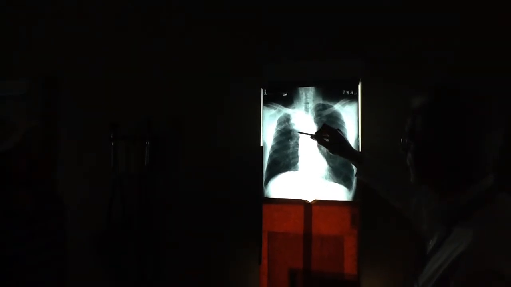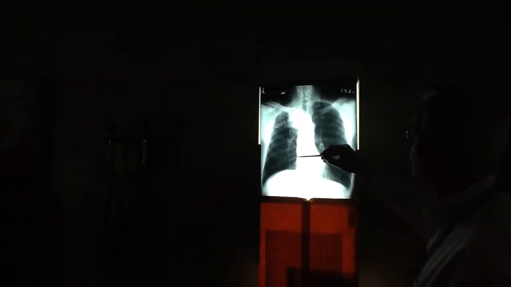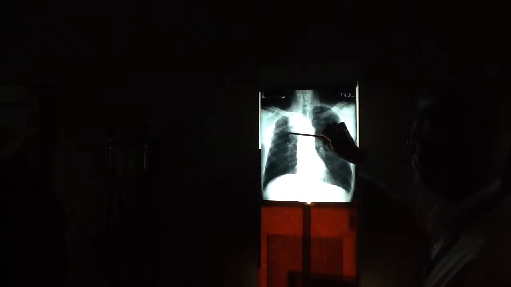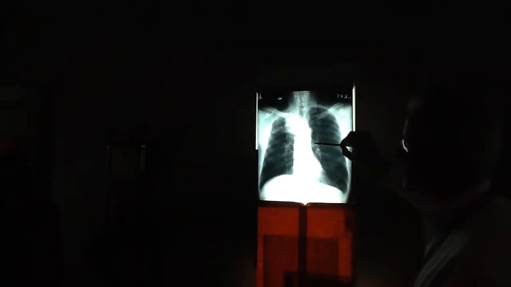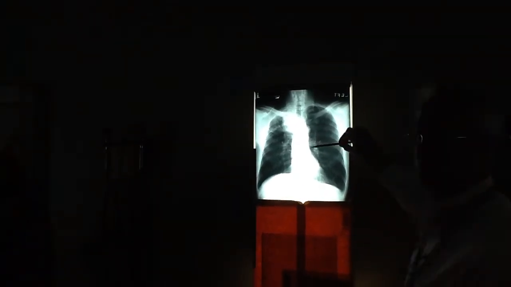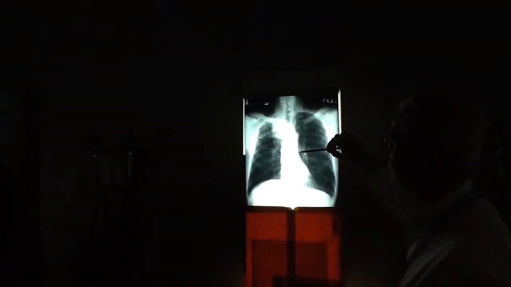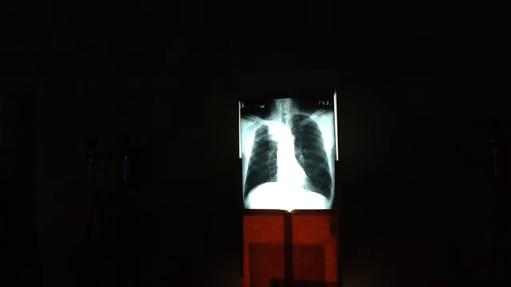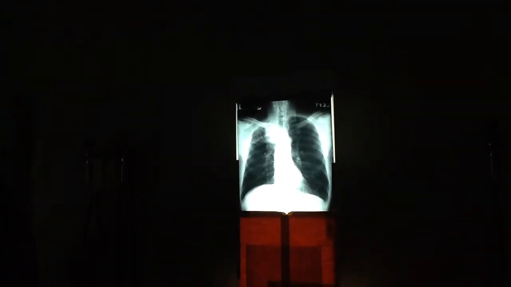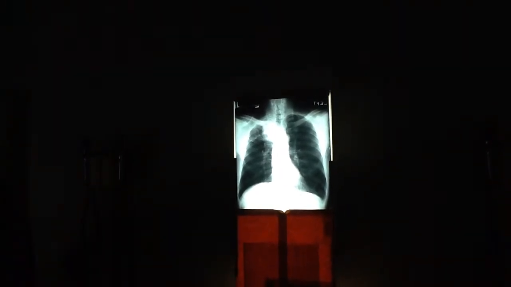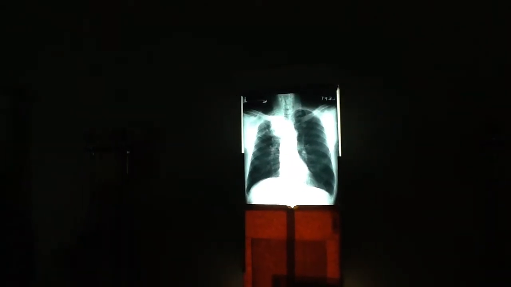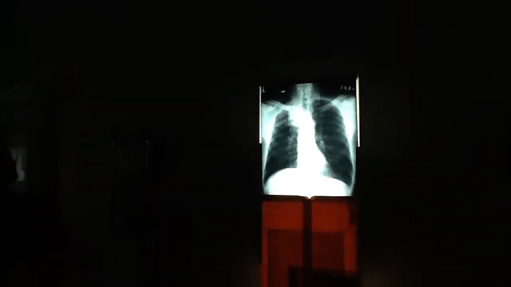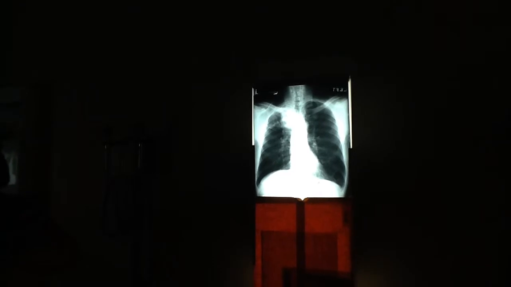Where's the hilus sitting? Right in here. I don't like the level of it. I think it's higher than this one, don't you? Is it supposed to be? No. It's supposed to be lower, exactly. How about the diaphragm? Yeah. And it's higher on the side of the increased density. So that means you got the hilus and the diaphragm both going up, right?